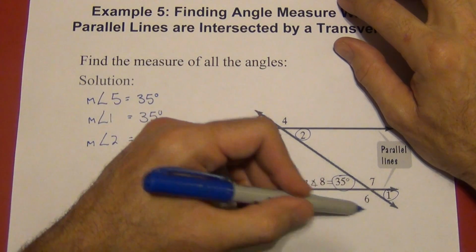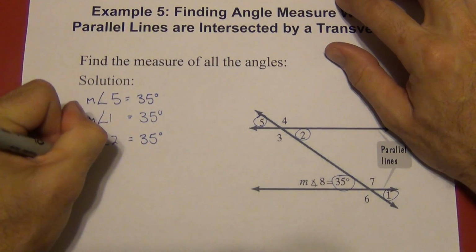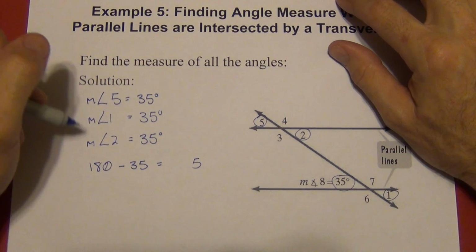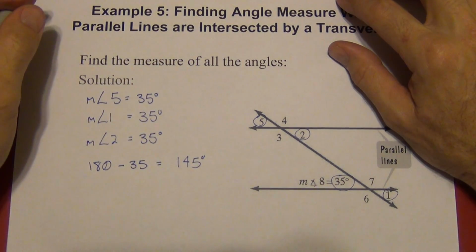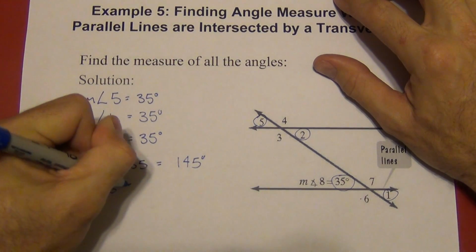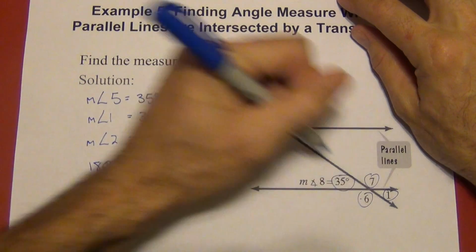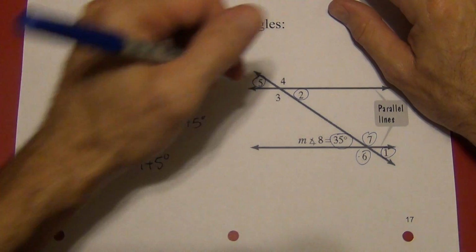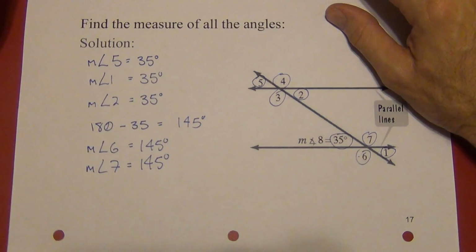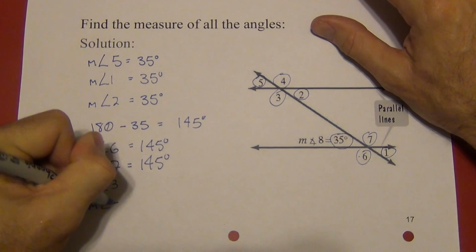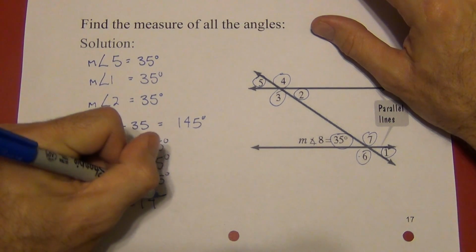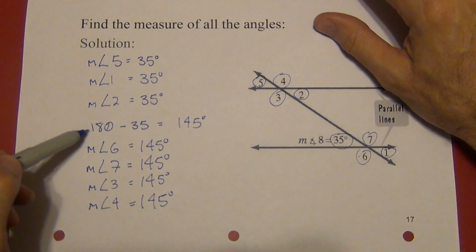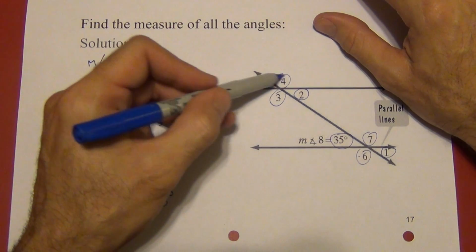All I need to do is use the fact that 6 and 8 are supplementary and take 180 degrees minus 35 degrees, and I should get 145 degrees. So over here, the measure of angle 6 is going to be 145 degrees, which means that because 7 is vertical to it, the measure of angle 7 is also going to be 145 degrees. I'm going to slide this up just a little bit, and so that means that the measures of 3 and 4 are also going to be 145 degrees. They have to be, right? 5 is 35 degrees, and 35 is supplementary to 180 with an angle of 145. And this is a straight angle, so obviously 4 is 145.